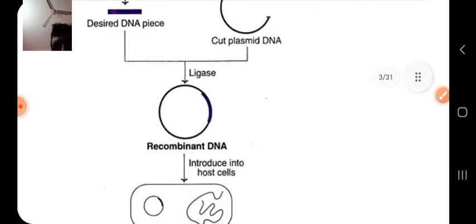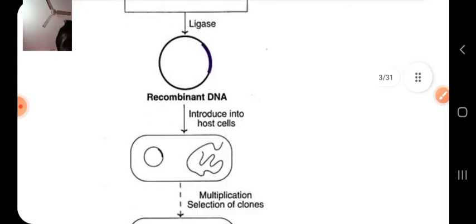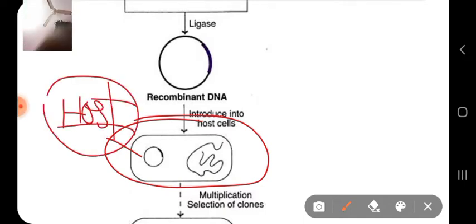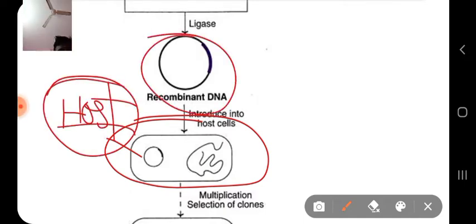Then the vectors are introduced into a suitable organism. Here it is showing the E. coli cell, usually a bacterium. This is known as the host, where we are introducing our desirable DNA, the recombinant vector, into the host cell. In the case of E. coli, it is very easily done, and is known as transformation. It can be easily done by using calcium chloride treatment.